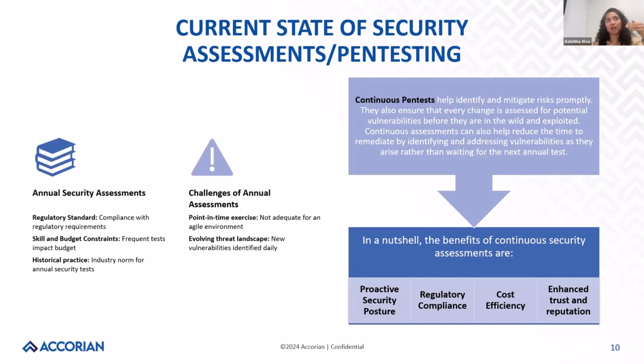Once you've identified an issue in a timely way, you can mitigate the risk before it's exploited in the wild, right? And of course, this helps reduce the time to remediation, because you'd address the vulnerabilities sooner and you wouldn't be waiting another 10, 11 months before you perform your annual test. Having said that, an annual or periodic test is a good starting point.